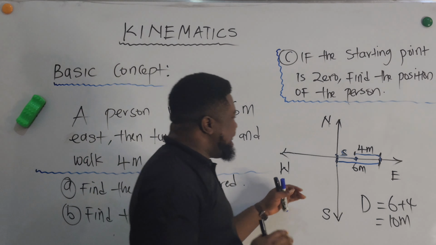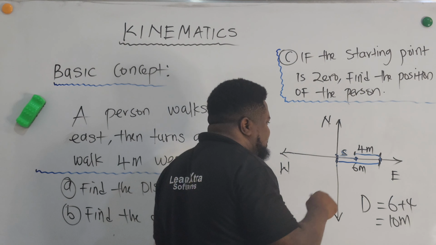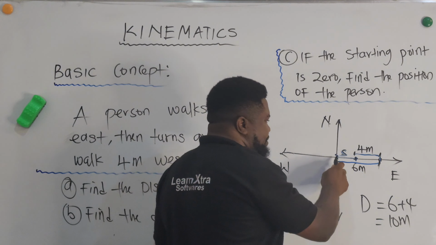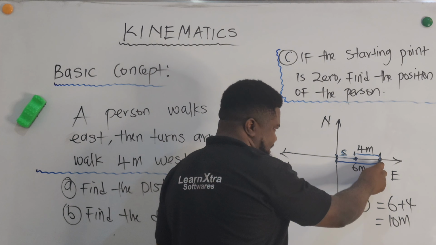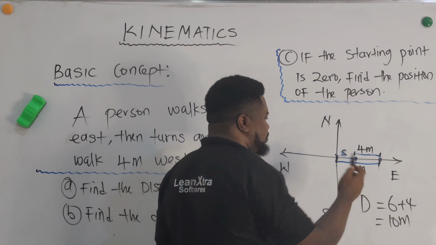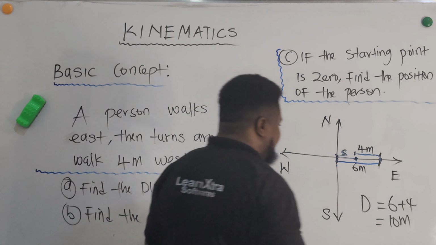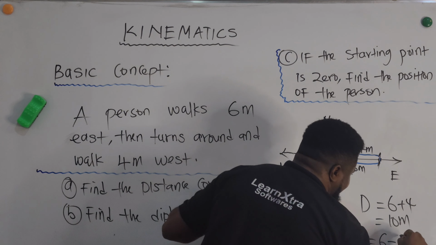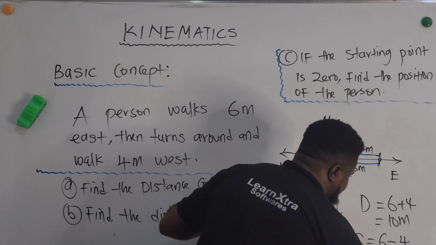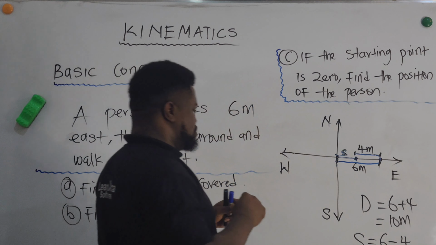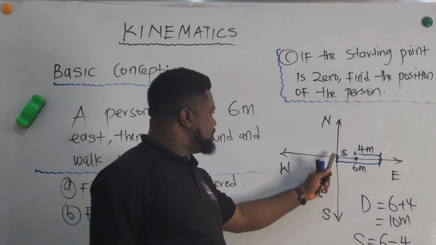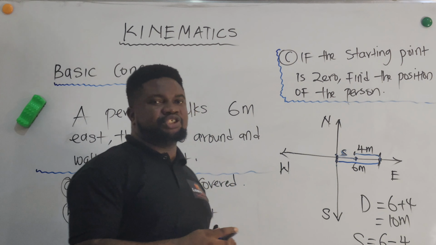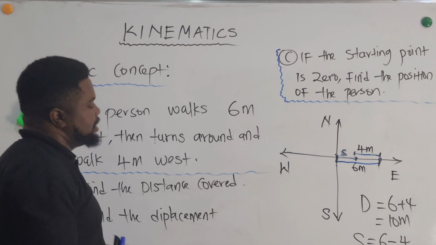So my displacement is just this distance from here to here. And it's simple. If from here to here is 6, and from here to here is 4, then my displacement S is going to be 6 minus 4, which is 2 meters. Shortest distance between the initial position and the final position.